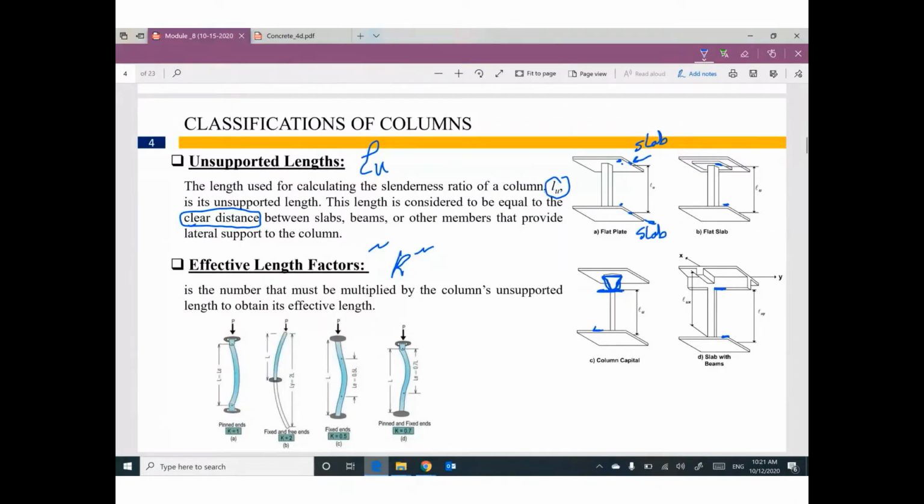If your column is hinged or pinned on one side and hinged on the other side, K equals 1. If it is fixed from one side and free on the other side, K equals 2. Fixed from one side and fixed from the other side, 0.5. Fixed from one side and hinged from the other side, 0.7. So based on the end conditions of the column, I can figure out K.